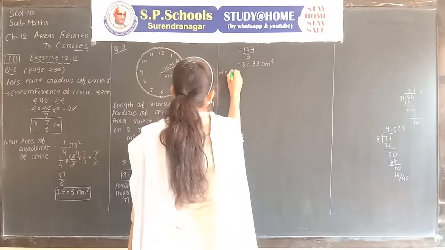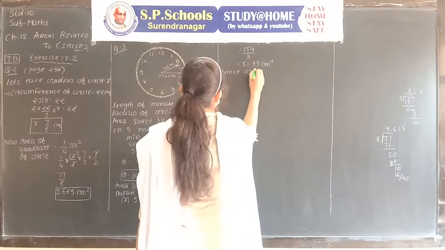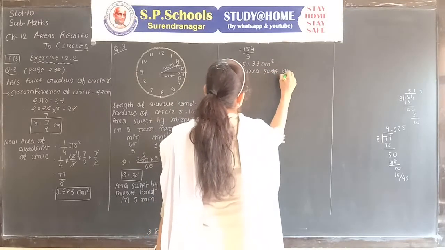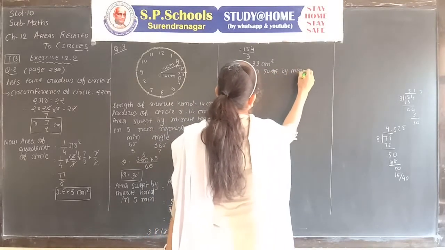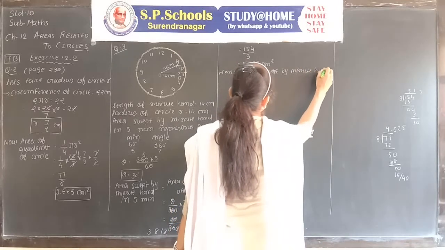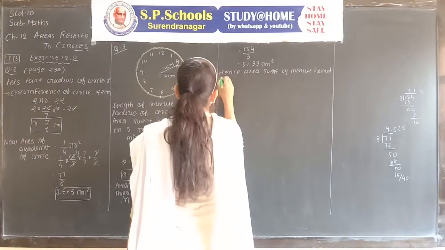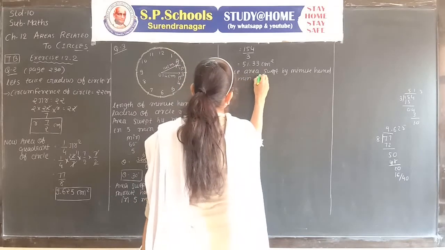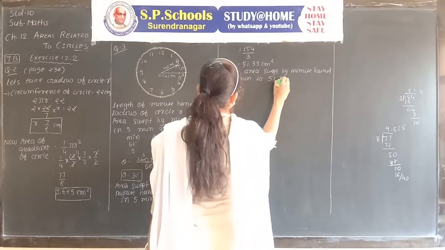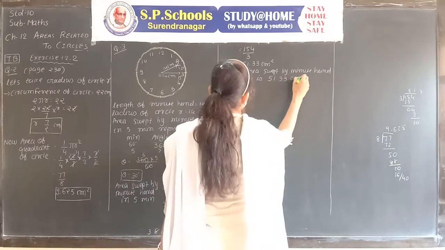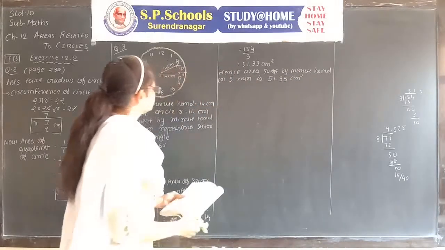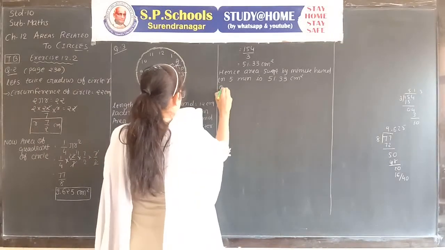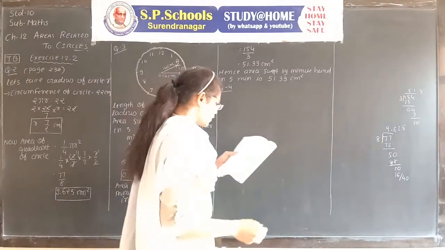Hence, the area swept by the minute hand in 5 minutes is 51.33 centimeter square. The question number 3 is completed. Now see the next question number 4.